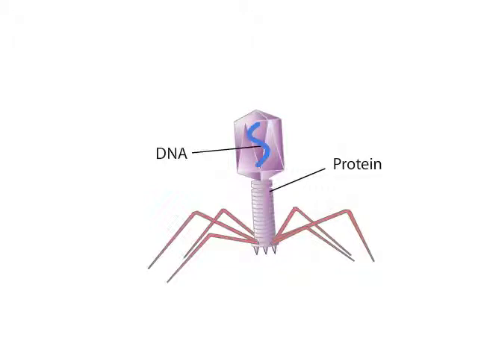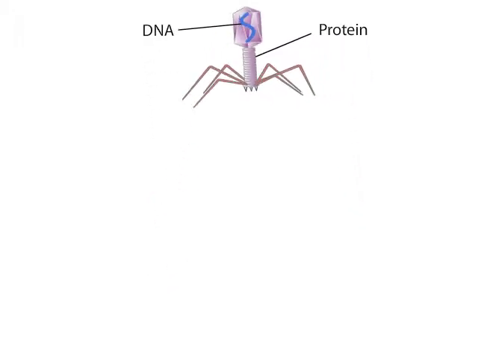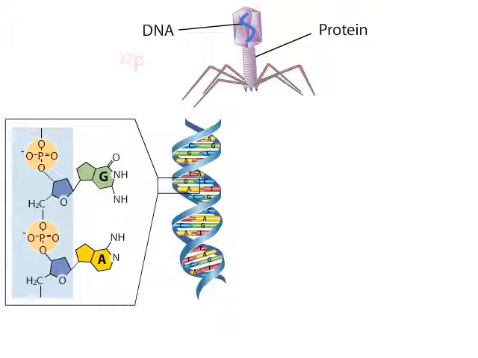To trace the two components of the virus over its life cycle, Hershey and Chase labeled each component with a specific radioisotope. They used P32 to label DNA. The two strands of DNA have a sugar phosphate backbone that contains phosphorus atoms. Phosphorus is not present in most proteins.